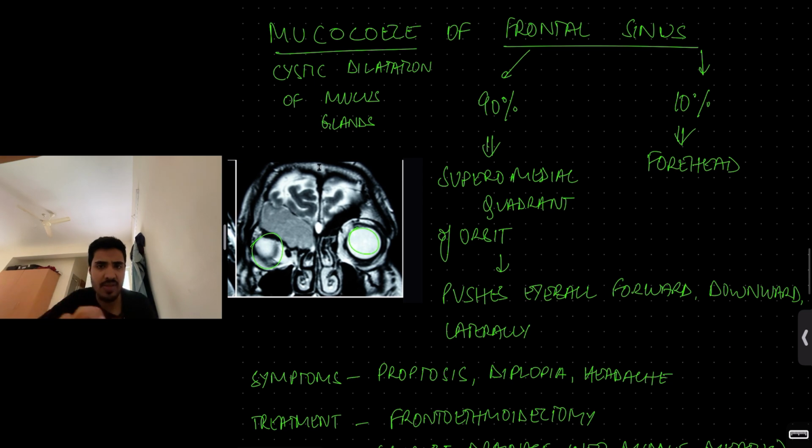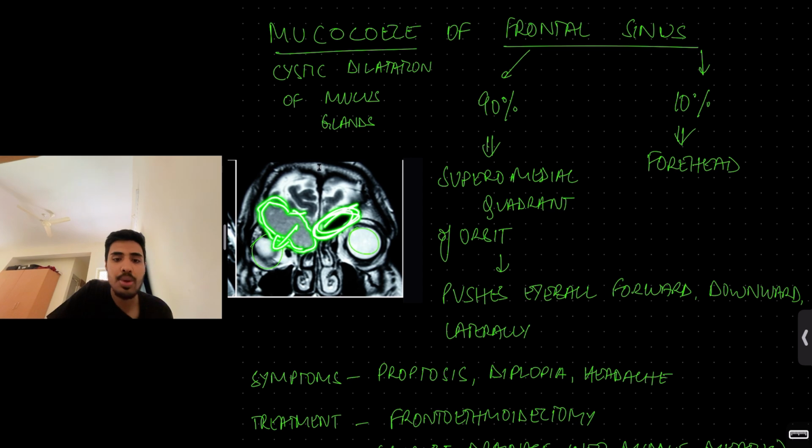Most of the time, this is where the frontal sinus mucocele is. Superomedial quadrant. See, here you can see you have a huge mucocele. This is the normal frontal sinus, which is patent. Here you have a huge mucocele that is pushing the eyeball downwards, forwards, and laterally. It starts superomedially and then grows.